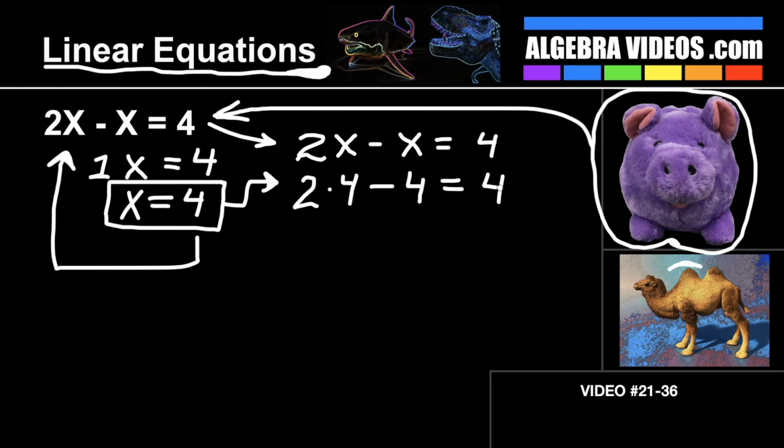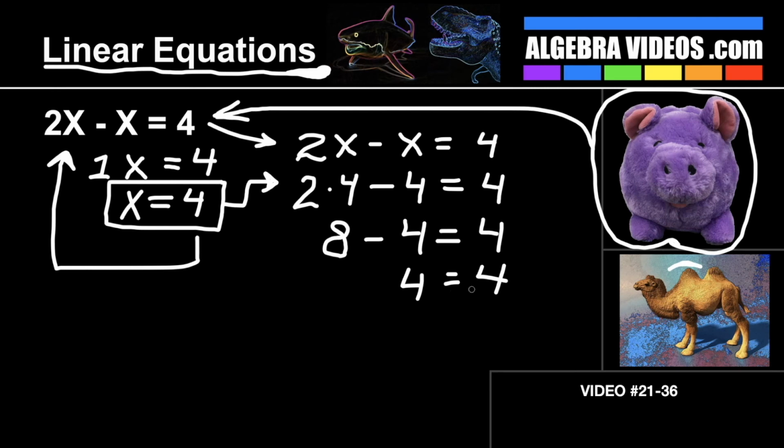And now we'll just keep simplifying and see what happens. So 2 times 4 simplifies to 8. And then everything else stays the same. Minus 4 equals 4. And then once again, we'll simplify the left side of the equation. 8 minus 4 is simply 4. And on the right side, we have 4.